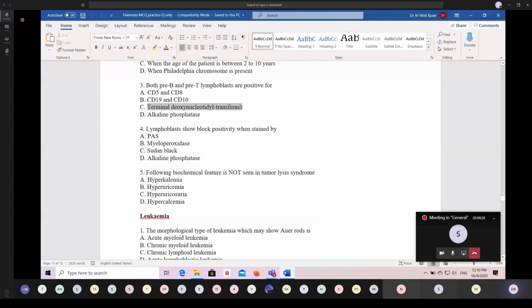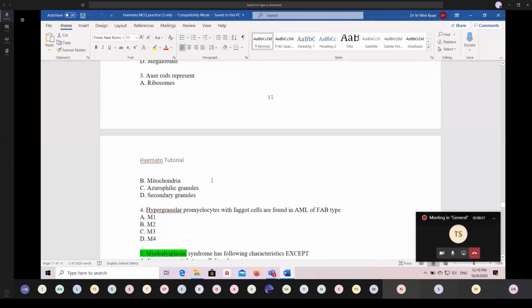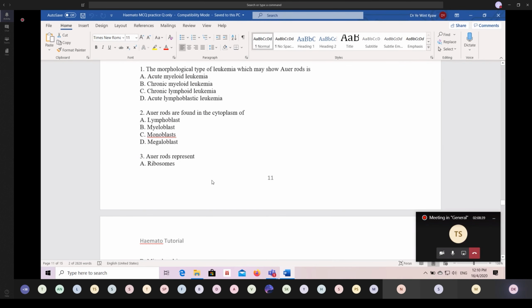So Auer rods are found in what way? Auer rods are found in... Hey, very easy question. Why so silent? Auer rods are found in the cytoplasm of what cell? Myeloblast. Yeah, correct. Myeloblast, myeloid leukemia.